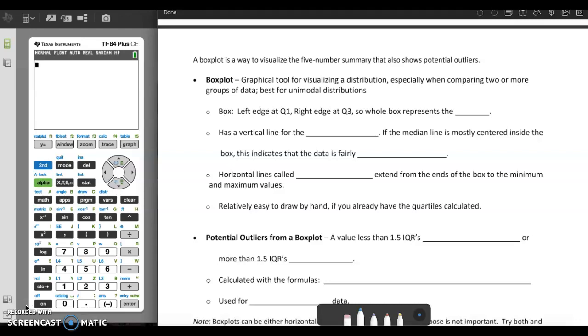So to actually create a box plot, what it's created from is a box with the left edge at Q1, the right edge at Q3, so that the whole box represents the IQR. There's a vertical line somewhere inside that box that represents the median. And if the median line is mostly centered inside the box, this indicates that the data is fairly symmetric.